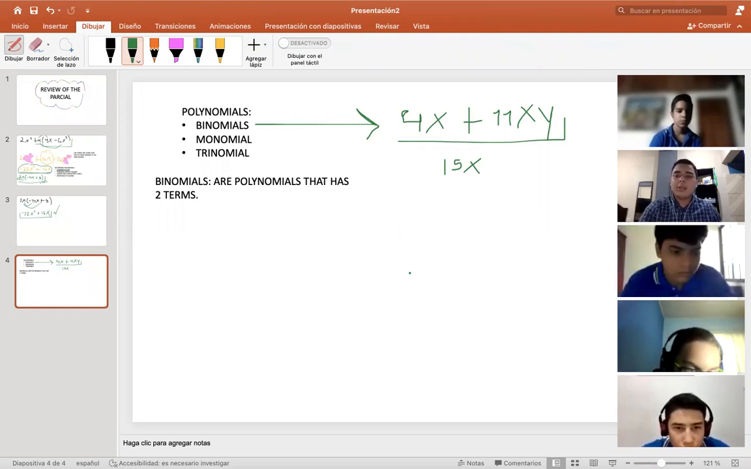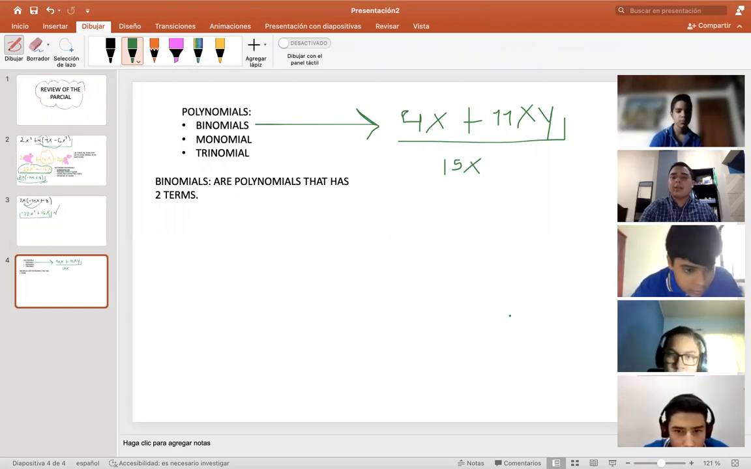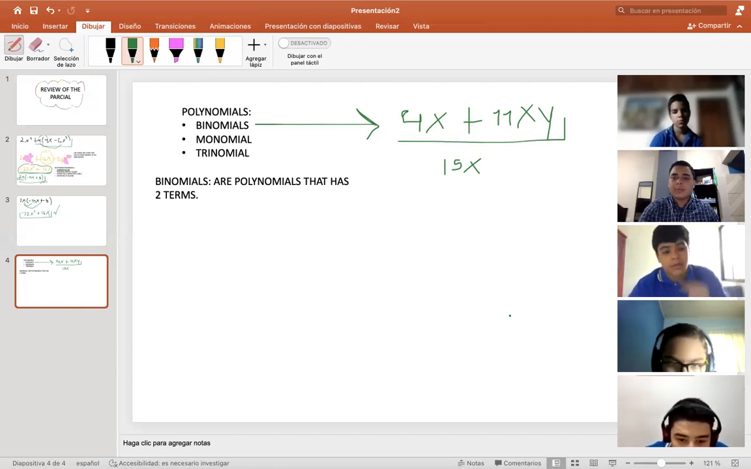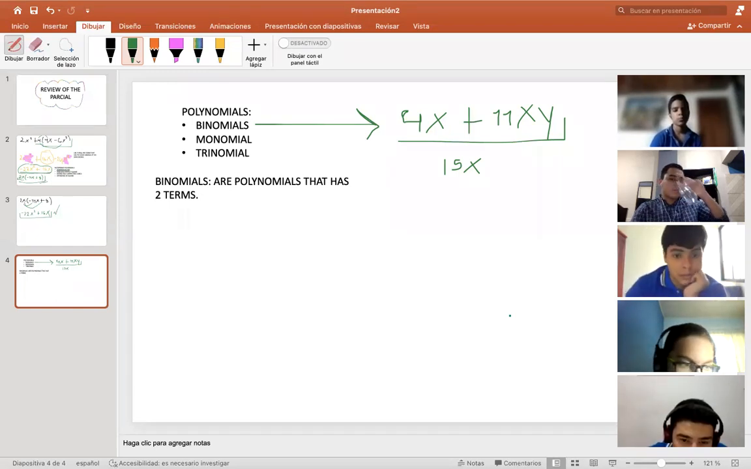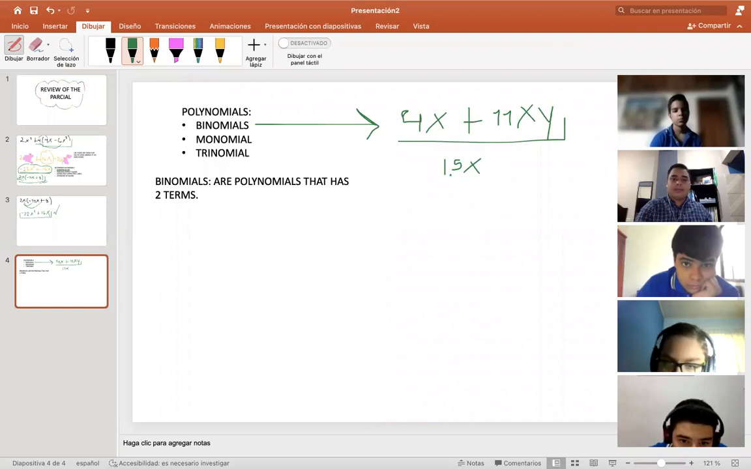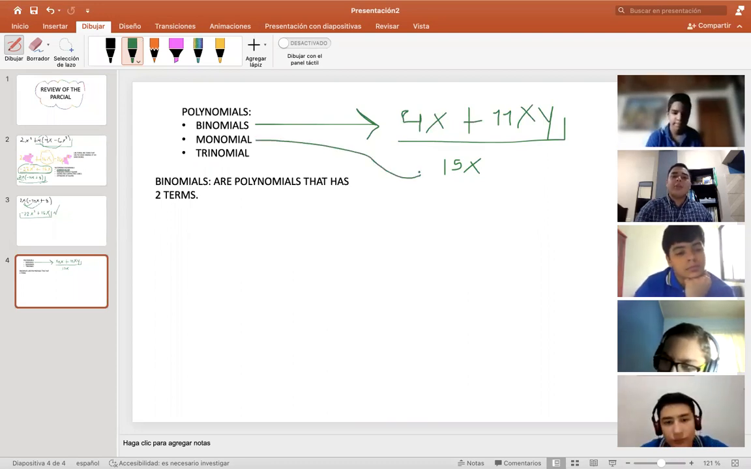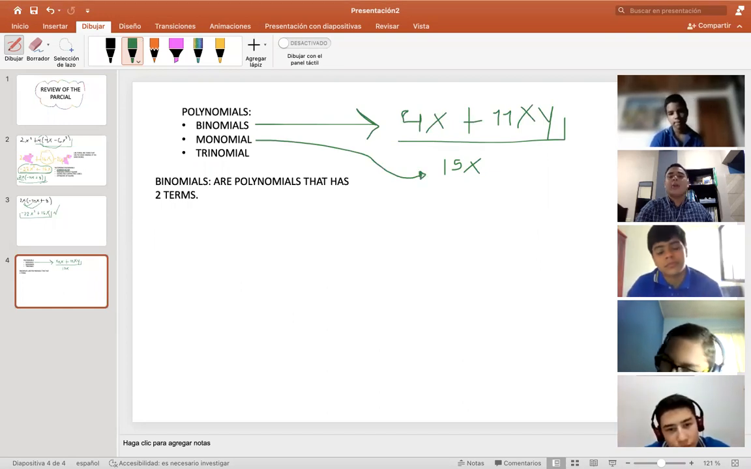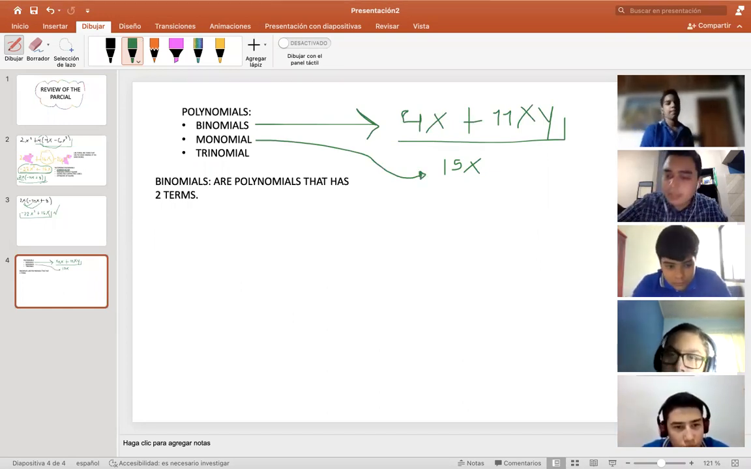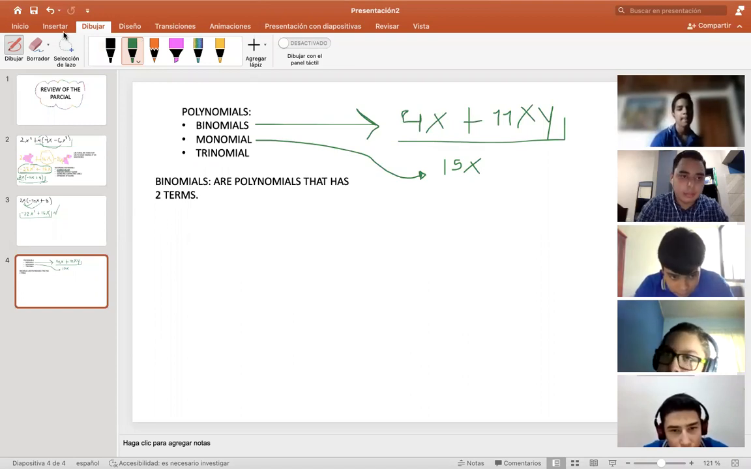What kind of polynomial is 15x? Miguel Ángel, what kind of polynomial is 15x? A binomial. It's a monomial because it's alone. Thank you, Christian. It's a monomial because we only have one term.